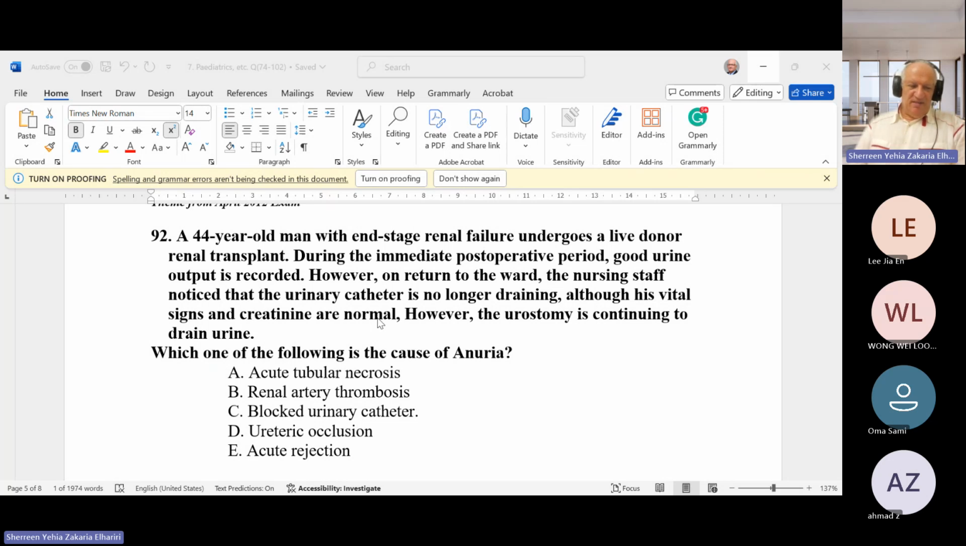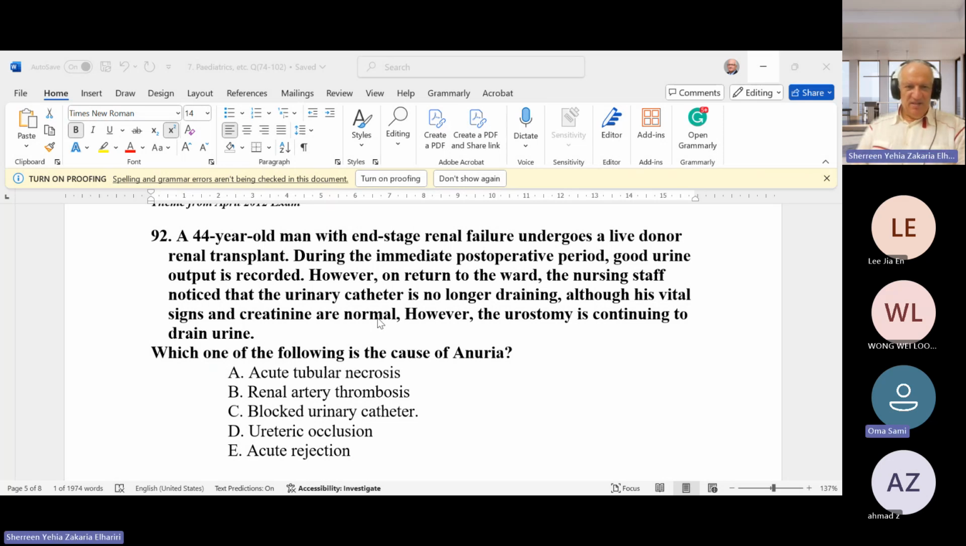So this patient has anuria. So it is not in the ureter, not in the donation, it is something technical in the surgery. So what could it be? This technical problem can cause anuria, or the kidney still functions, but the urine output is not good.